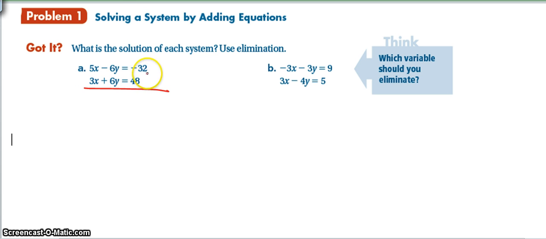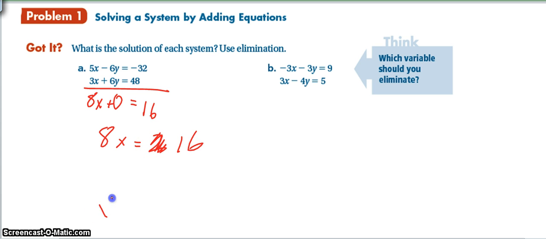When we add these together, the variables combine, so opposite values are additive inverses, which means they add to 0. So if we have 5x plus 3x, we get 8x, plus that 0. When we sum a positive 48 and a negative 32, we get 16, because that's essentially 48 minus 32. So then we get 8x is 16, and from there hopefully you can quickly see that x will be 2 after the division by the 8.